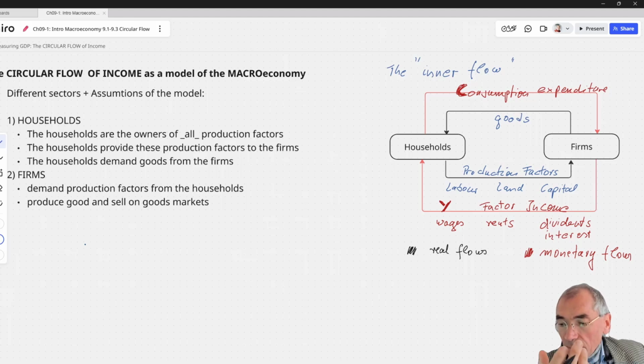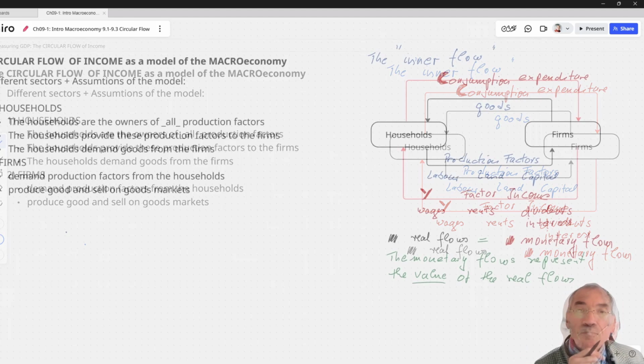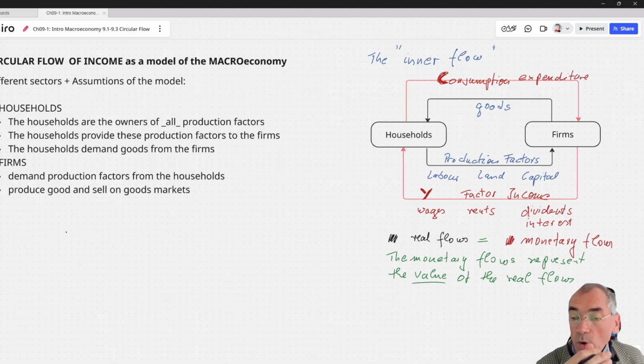And on the other hand, the factor income represents the value of the production factors that the households provided to the firms. And if this is the case, we don't have to draw all these arrows, the black ones for the real things, the red ones for the monetary equivalents, but we can restrict ourselves to talking about the monetary flows. That's why it's called the circular flow of income, as it shows the different directions that these flows take.